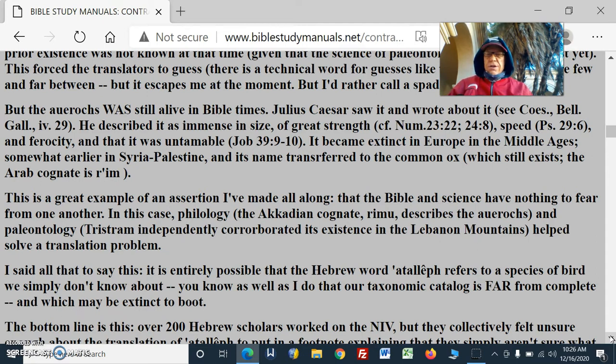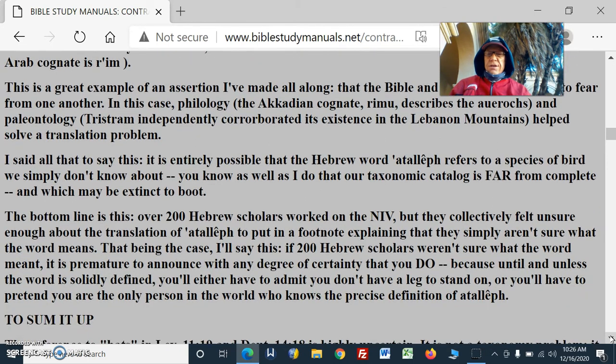I said all that is to say this. It is entirely possible that the Hebrew word atallêph refers to a species of bird we simply don't know about. You know as well as I do that our taxonomic catalog is far from complete, and it may be extinct to boot. The bottom line is this. Over 200 Hebrew scholars worked on the NIV, but they collectively felt unsure enough about the translation of atallêph to put in a footnote explaining that they simply aren't sure what the word means.